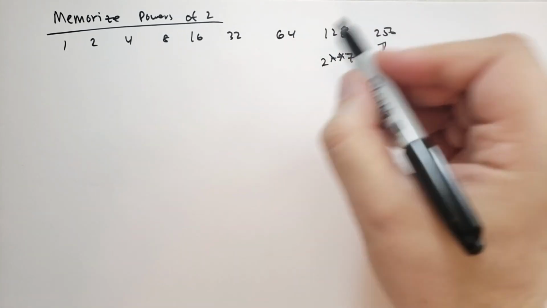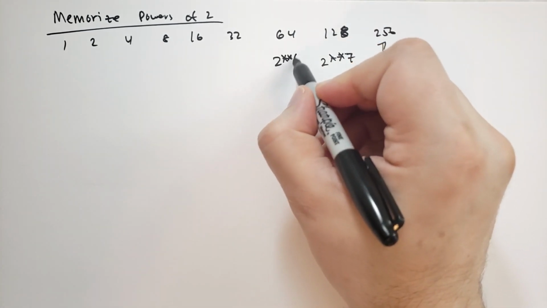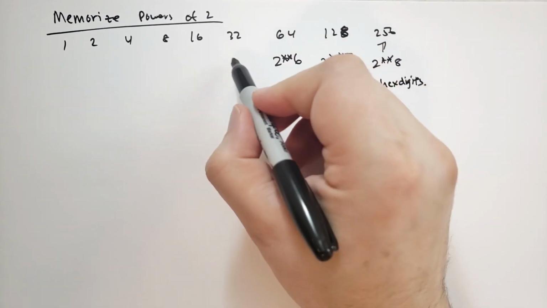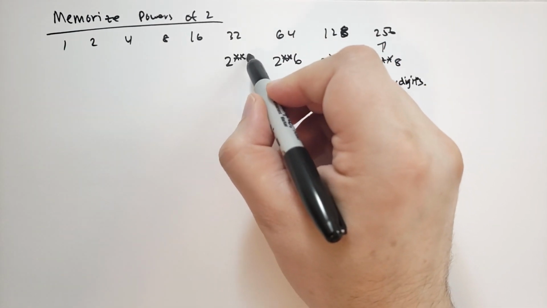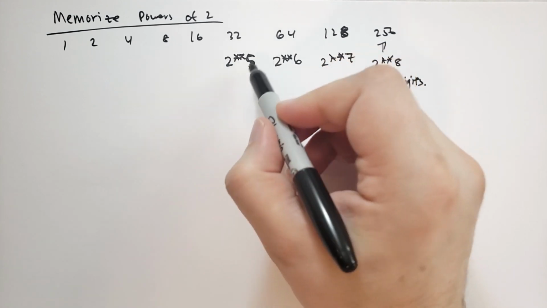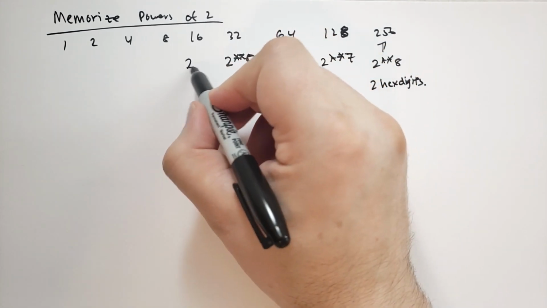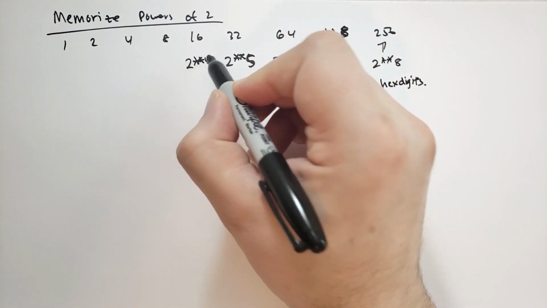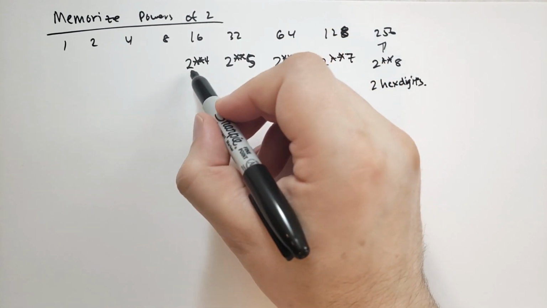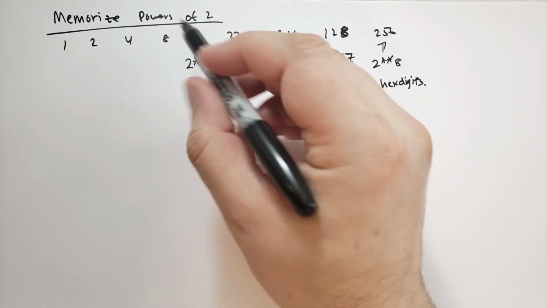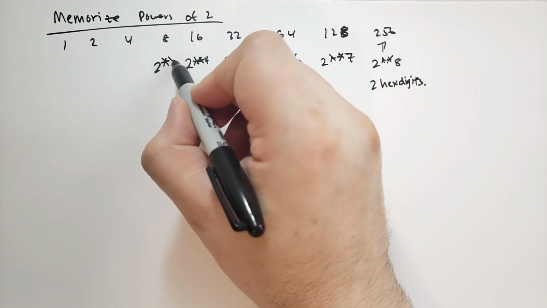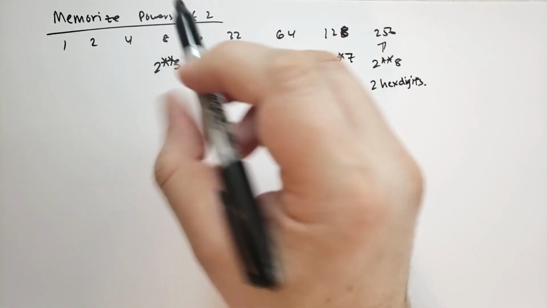Okay, and then we have 2 to the 6th here, 6 and 64. It's pretty easy to memorize. 2 to the 5th. I don't know a way to memorize this, but just 5 and 32 are related. 2 to the 4th is just 2 to the 2 times 2 to the 2, so it's 4 times 4. 2 to the 3rd is 8. 3 kind of looks like 8.